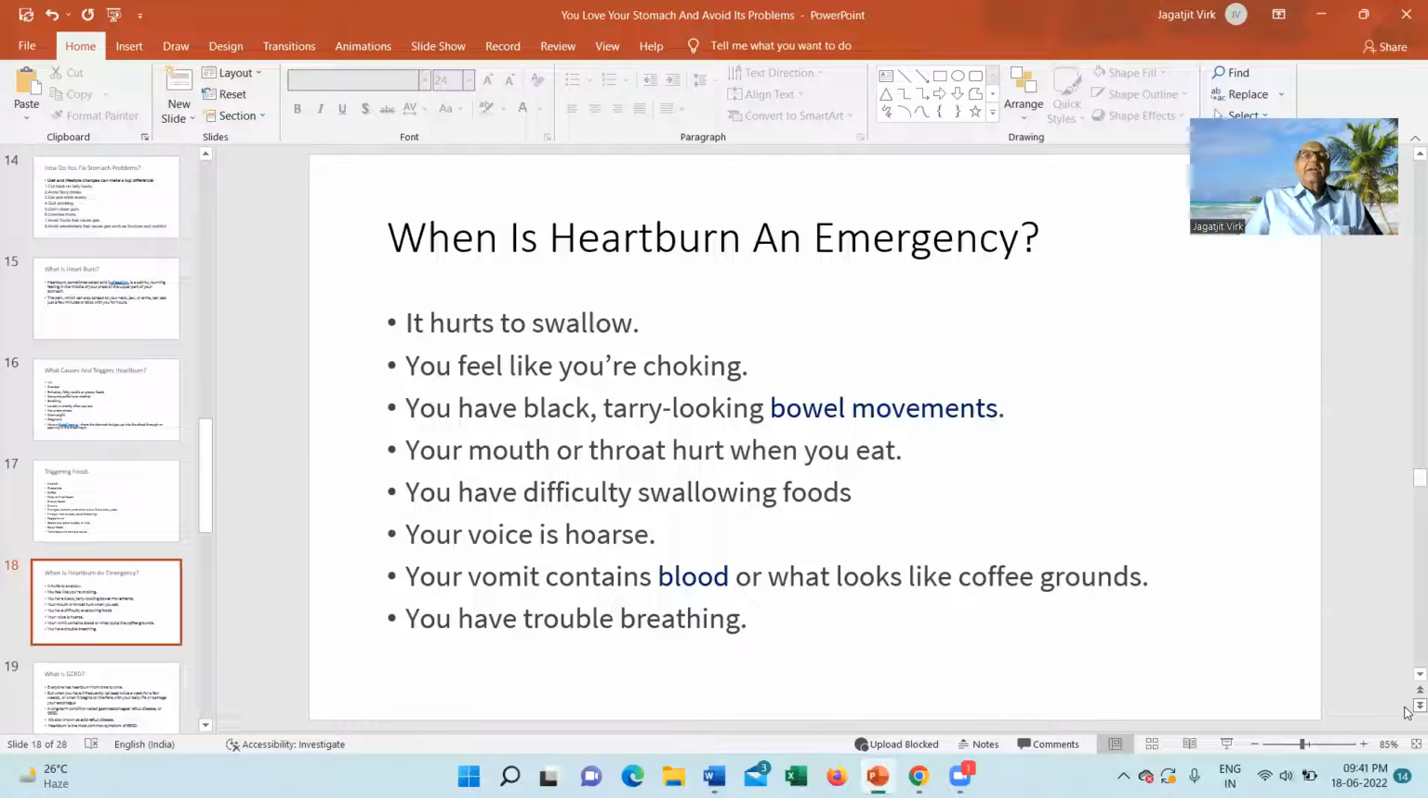When is heartburn an emergency? If it hurts to swallow, you feel like you are choking, you have black tarry looking bowel movements, your mouth or throat hurt when you eat, you have difficulty swallowing foods, your voice is hoarse, your vomit contains blood or what looks like coffee grounds, you have trouble breathing.